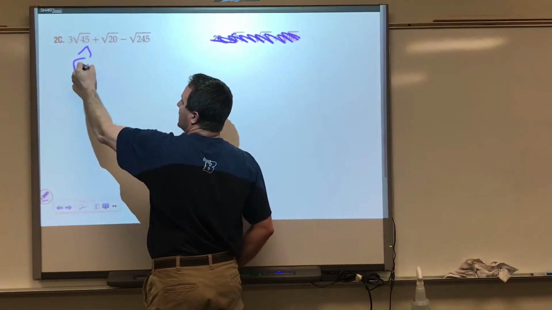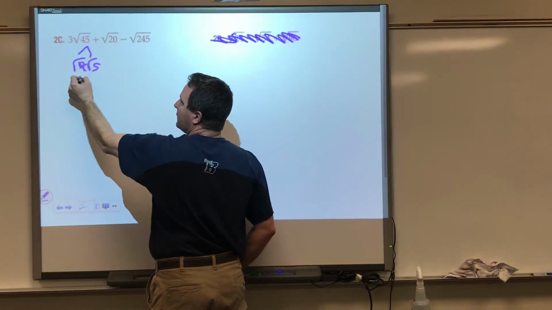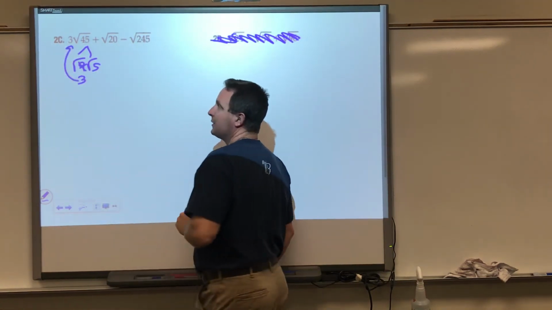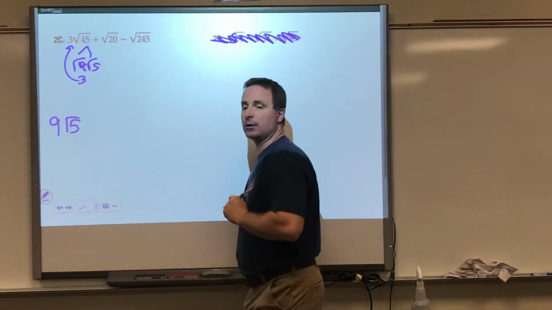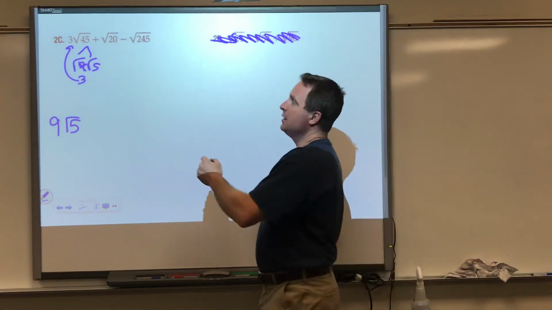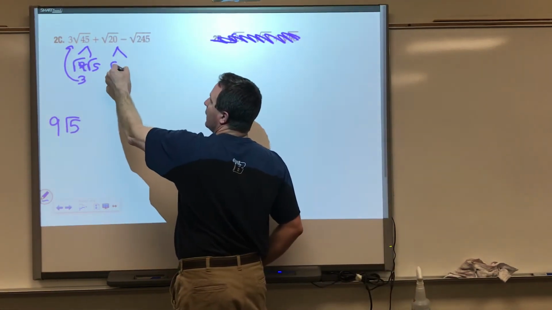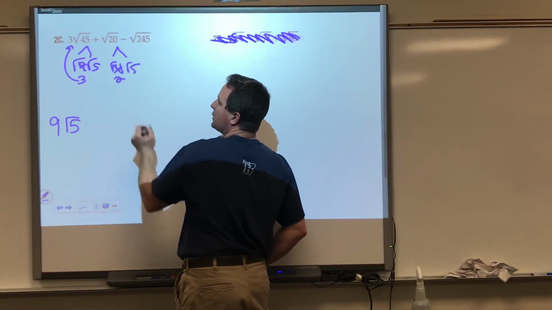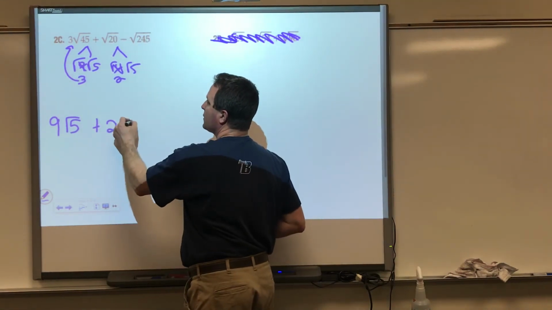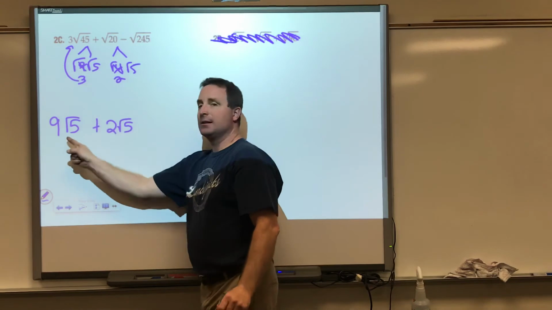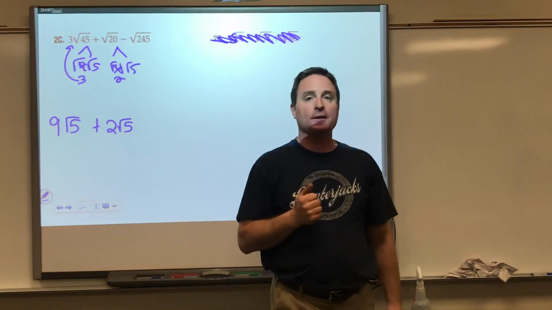So they all start out looking different, but if I did 9 and 5, 9 turns into 3, and 3 times 3 is 9. Square roots of 5 is what that first one looks like. The square root of 20, 4 and 5, and the square root of 4 is 2. This one doesn't have a multiplier, so it's just 2 square roots of 5. And they're looking like terms so far, aren't they?